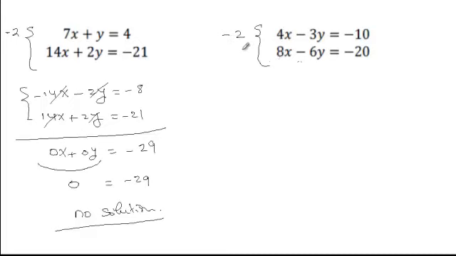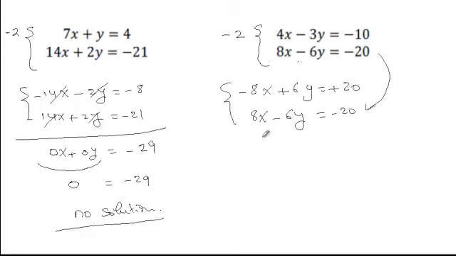So let's see what would happen. Minus 2 times 4 is minus 8x. Minus 2 times minus 3 gives plus 6y. Minus 2 times minus 10 gives plus 20. So here we have -8x + 6y = 20. The second equation I'm writing here is 8x - 6y = -20. And this one, by multiplying by minus 2, you get this.